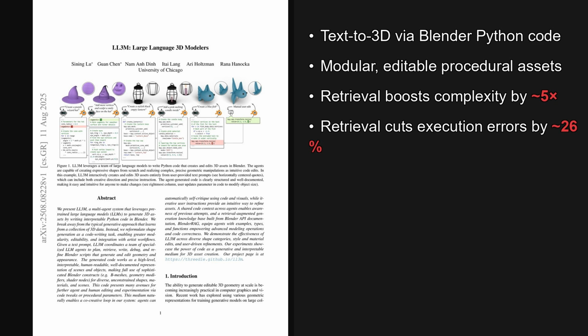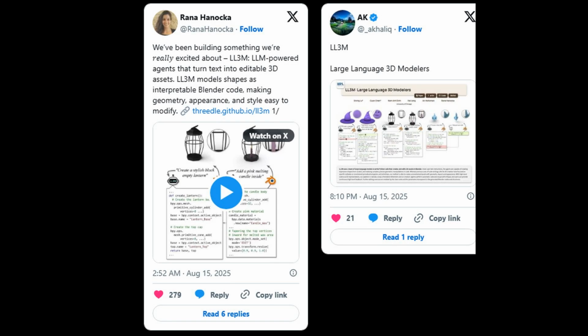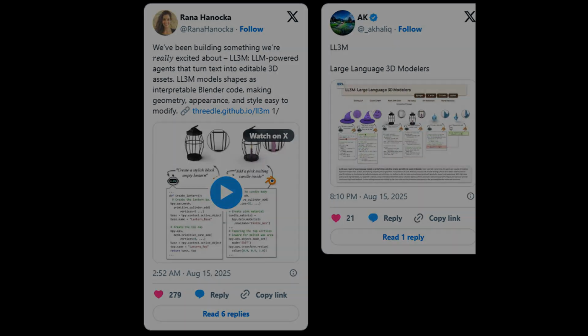Beyond first results, the system coordinates specialized agents, retrieves Blender knowledge on the fly, and supports iterative, human-guided refinements through clear, modular scripts. Building on that, the tweets highlight LL3M turning text into editable Blender code for shapes, materials, and scenes, emphasizing easy modification and interpretable scripts. Engagement looks solid, with around 279 likes on one post.